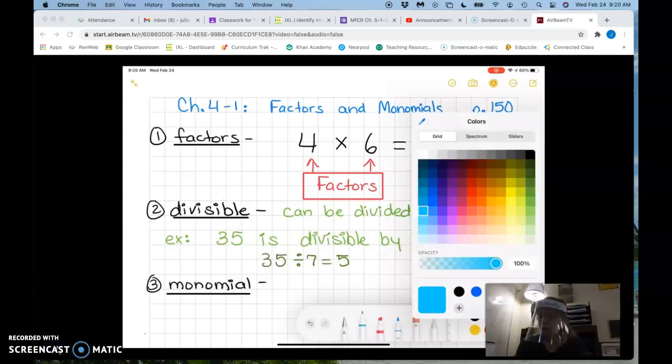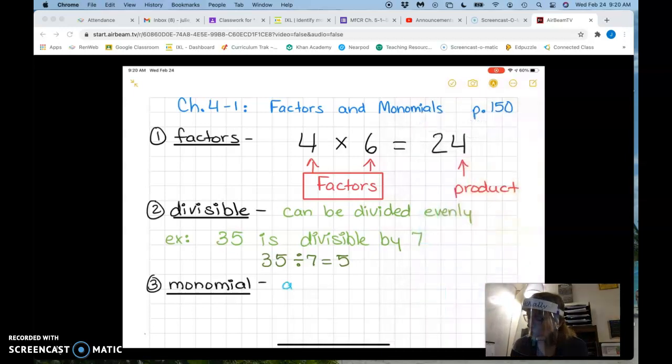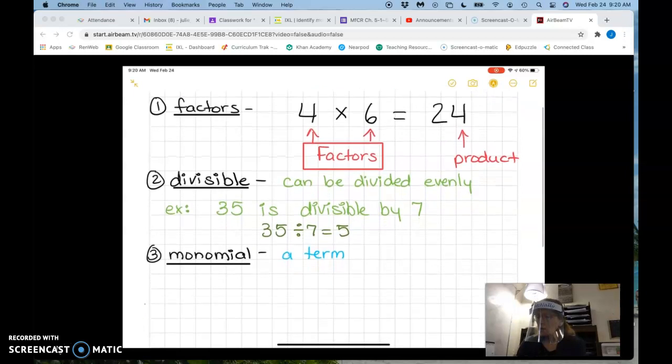All right, and monomial is just a number, a variable, or a combination of numbers and variables. So it's also called a term. So we're going to write that. It can be called a term. And an example of some monomials would be if we just had a number, like 4. That's a monomial. So does anybody know what mono means?